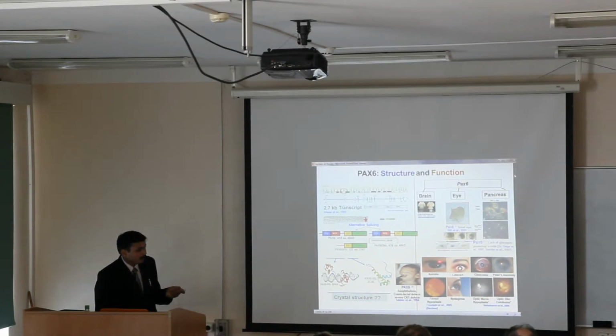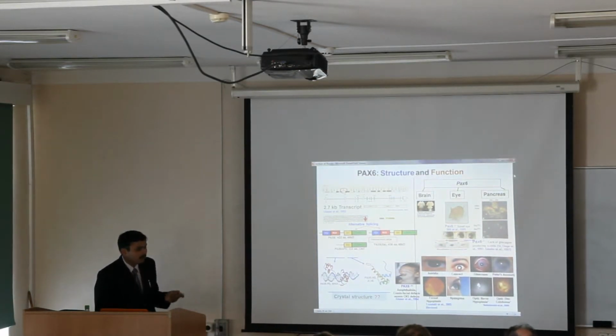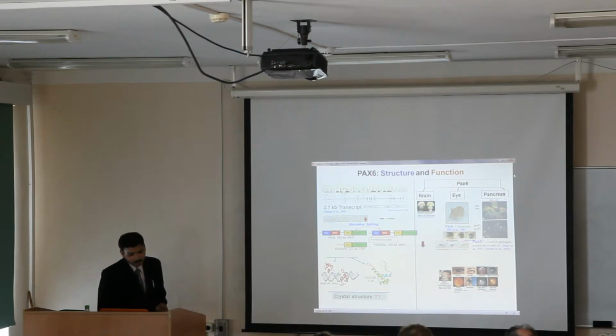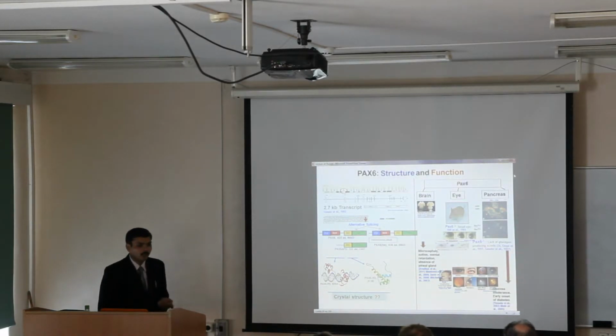After that, mutations in this gene lead to aniridia, where there are no eyes, cataract, glaucoma, foveal anomaly, nystagmus. All these are disorders which are caused by mutations in this gene. And this gene is also important for microcephaly, autism, mental retardation, and absence of the pineal gland. In the pancreas, it leads to glucose intolerance and early onset of diabetes.